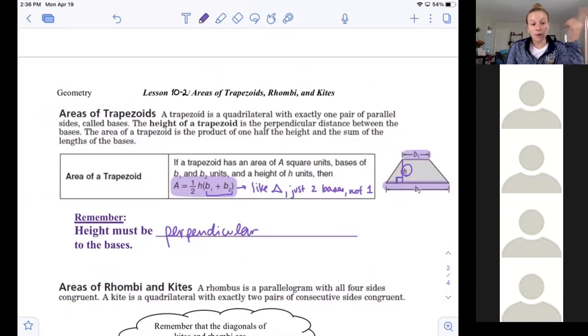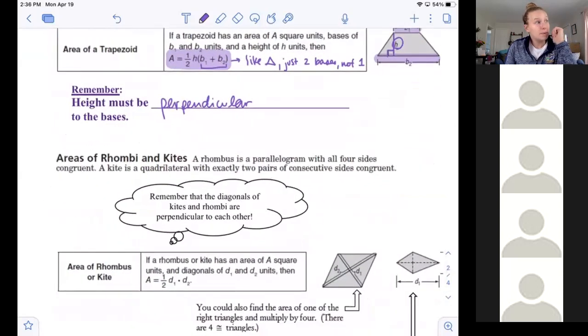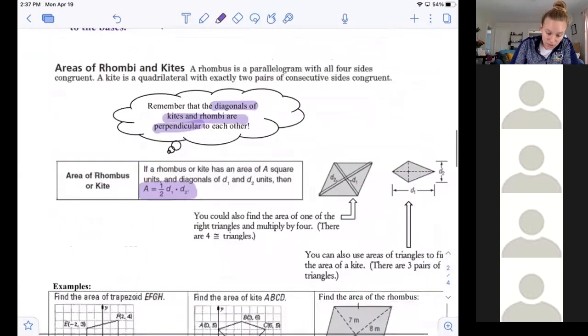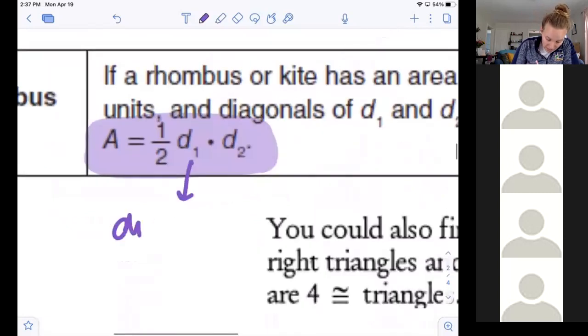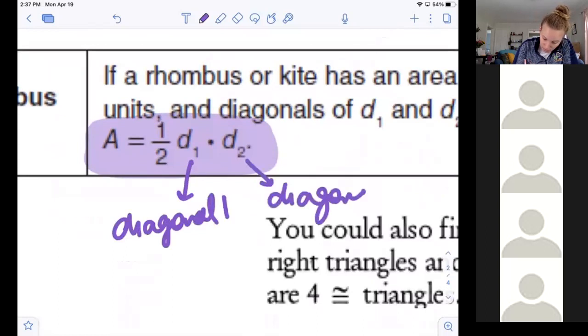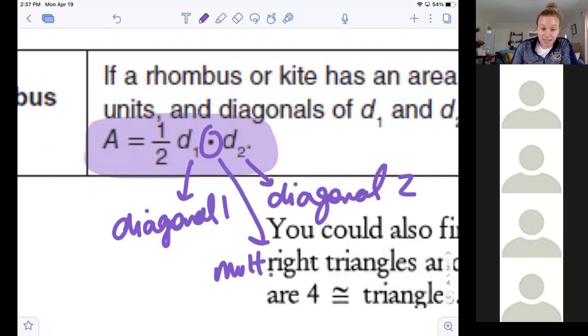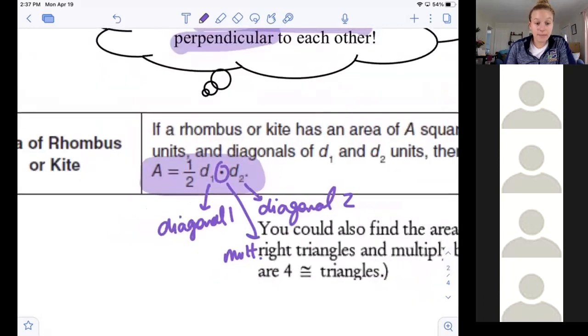Okay, the last one, rhombi and kites, this is the same formula. We're allowed to use this one for both of these because these shapes have diagonals that are perpendicular. So because my diagonals of kites and of rhombuses are perpendicular, we're allowed to use this formula to find area. Area equals 1/2 diagonal 1 times diagonal 2. So you can call this diagonal 1, and this one is diagonal 2. And they're being multiplied together. A big mistake I see sometimes is you think since there's something between them that we add them. No, no, no, multiply them.